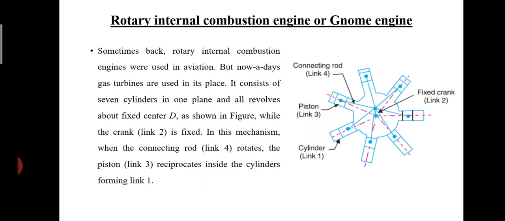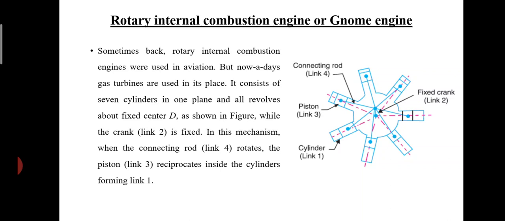Next inversion is the rotary internal combustion engine or Gnome engine. Sometime back rotary internal combustion engines were used in aviation, it means air flight. But nowadays gas turbines are used in their place. It consists of 7 cylinders in 1 plane. You can see in the figure there are 7 cylinders in 1 plane.